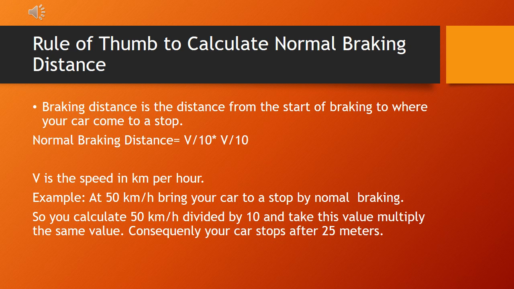In other words, braking distance equals V divided by 10, multiplied by V divided by 10, where V is the speed in kilometers per hour. Example: at 50 kilometers per hour, bring your car to a stop by normal braking. So you calculate 50 kilometers per hour divided by 10. Take this value and multiply it by the same value. Consequently, your car stops after 25 meters.